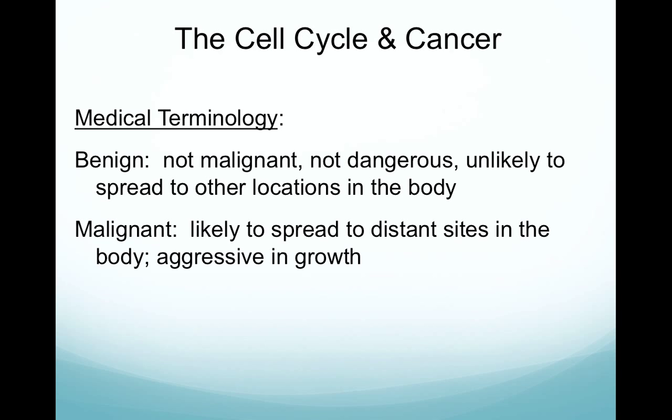Benign cancers, or benign neoplasias, are the best kind to have because they're not malignant, so they're not typically dangerous. They are unlikely to spread to other locations in the body. Malignant cancers, or malignant tumors, are likely to spread to distant sites in the body, and they're very aggressive in growth.